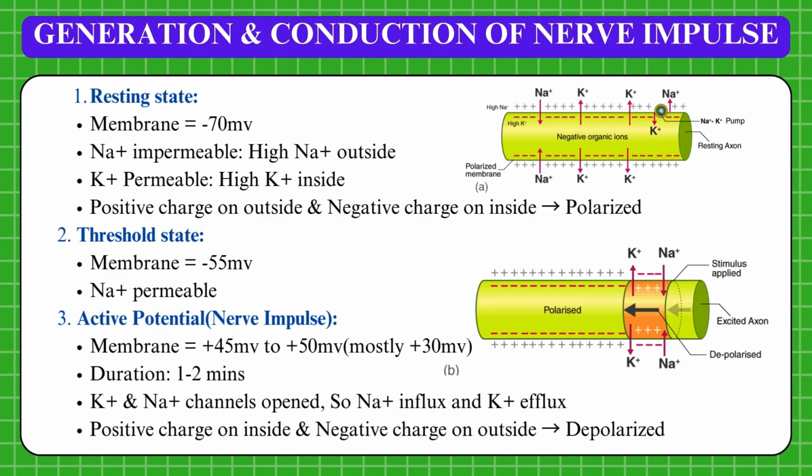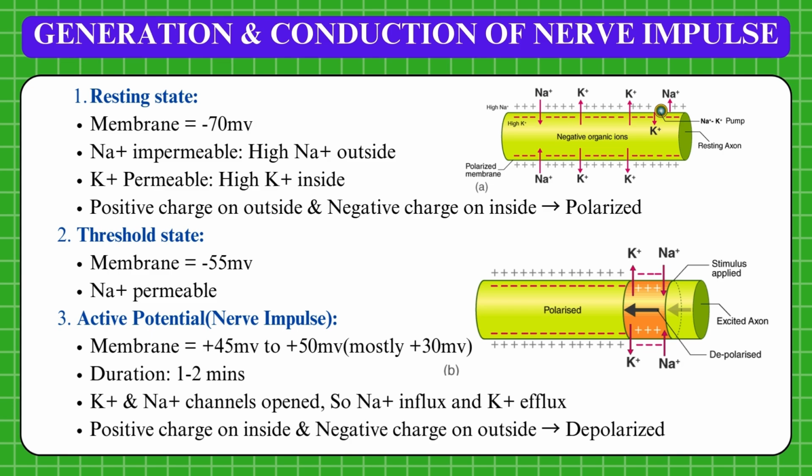In resting state, the membrane has -70 mV. Na+ is impermeable, so there is high Na+ outside. K+ is permeable, so there is high K+ inside. Positive charge on the outside and negative charge on the inside leads to a polarized state. See the picture.